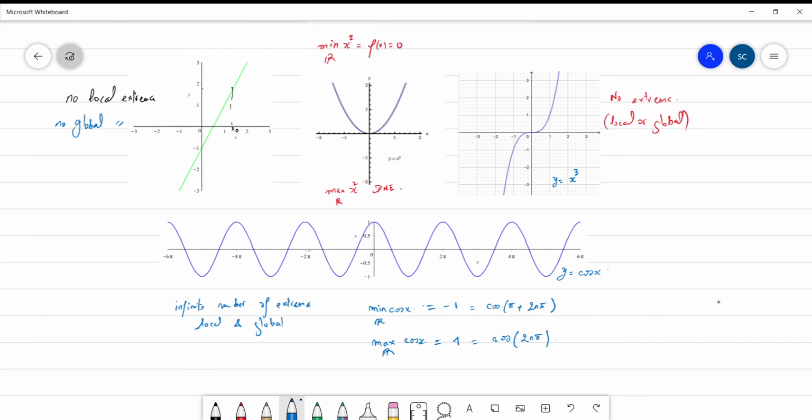So you see now that anything can happen, and it is useful if we are able to identify the location of these points. So this is the next thing we will do.